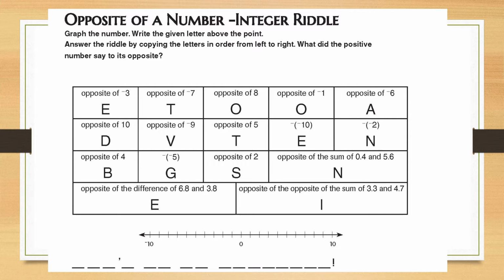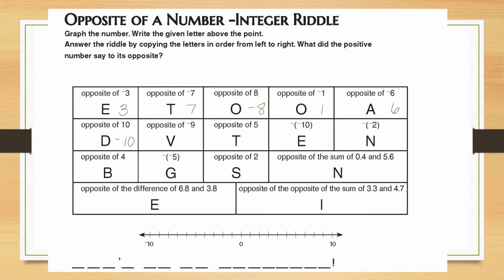The opposite of -3 is 3. The opposite of -7 is 7. The opposite of 8 is -8. The opposite of -1 is 1. The opposite of -6 is 6. The opposite of 10 is -10.